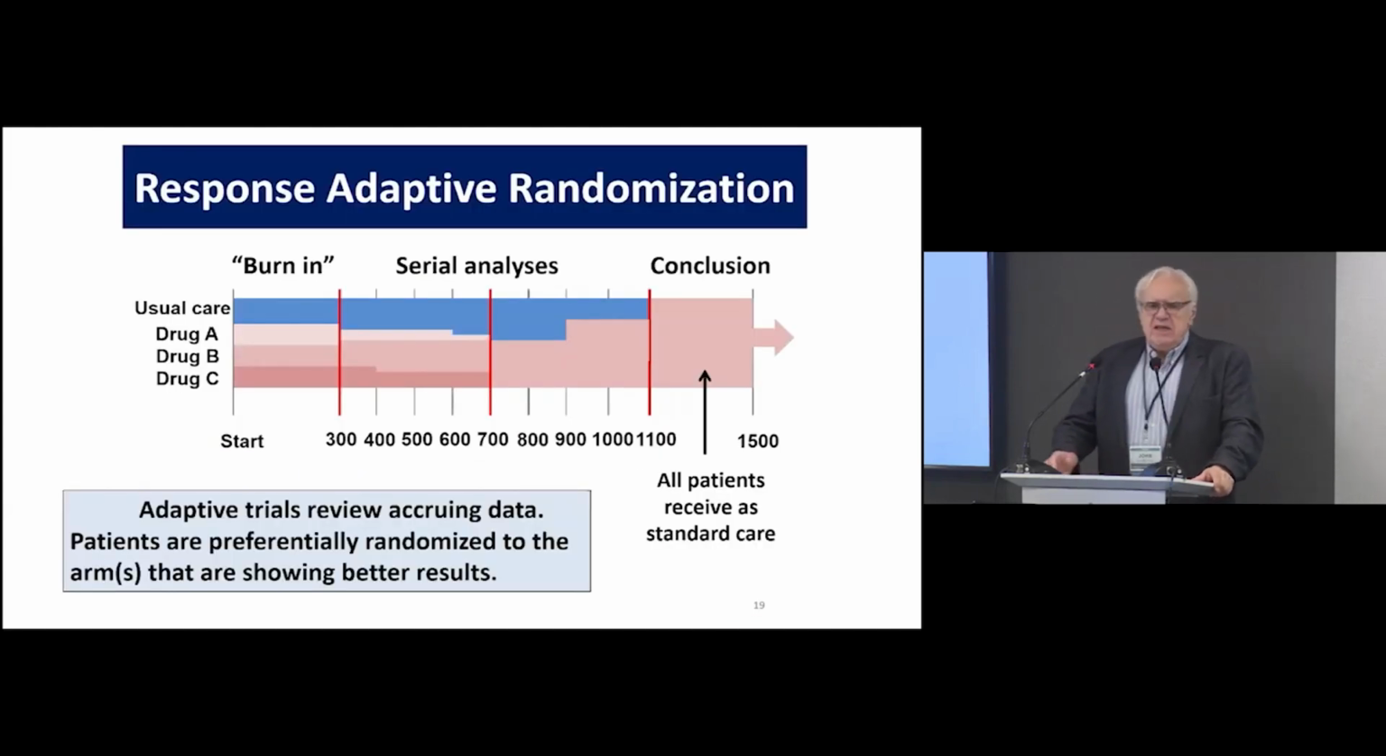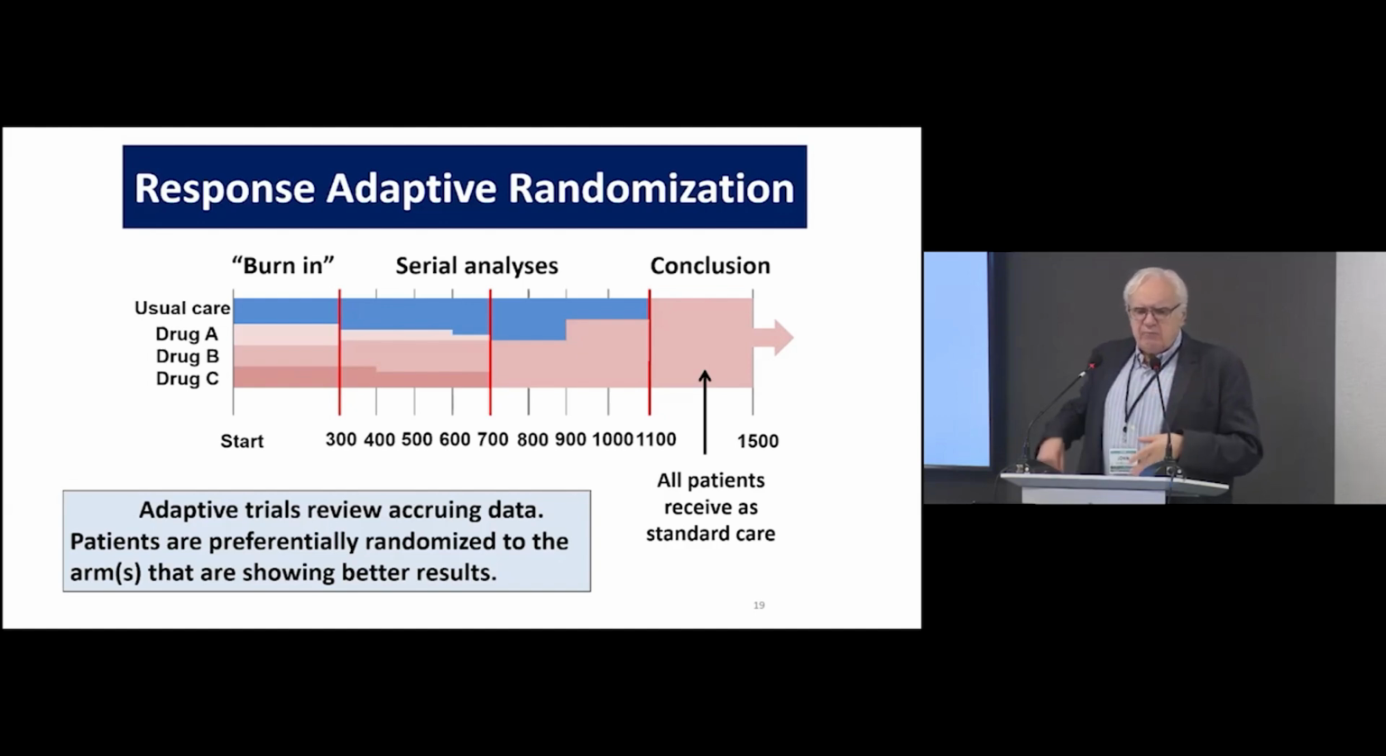So one of the really neat features of adaptive platform trials is the potential to change the randomization proportions during the trial based on the accruing data. And it's called response adaptive randomization. And the idea here is that for a patient in the trial, if the trial is seeing that one arm seems to be doing better, ethically, it makes sense to randomize more patients to that arm, and statistically it is possible to do that through a pre-specified change in the randomization proportions.